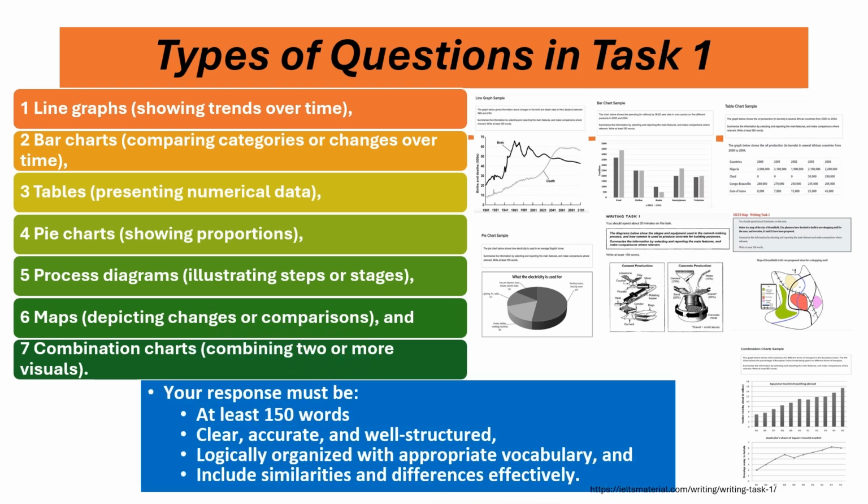Your response should be at least 150 words, as writing less than that can lower your score. Make sure your writing is clear, accurate, and well organized. Organize your ideas logically using appropriate vocabulary to describe differences and similarities effectively. In upcoming videos, we will cover specific vocabulary and strategies used for describing different types of graphs and charts.